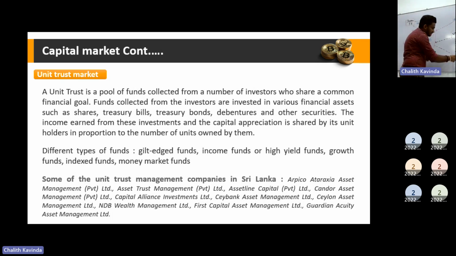Your money is being invested by an investment manager in different markets. Could be treasury bills, treasury bonds, commercial papers, shares, debentures, and many other markets. Then the return will be shared considering the number of units held by this particular investor, or the value of the money that the investor has invested. Is this clear? This is the operating mechanism.